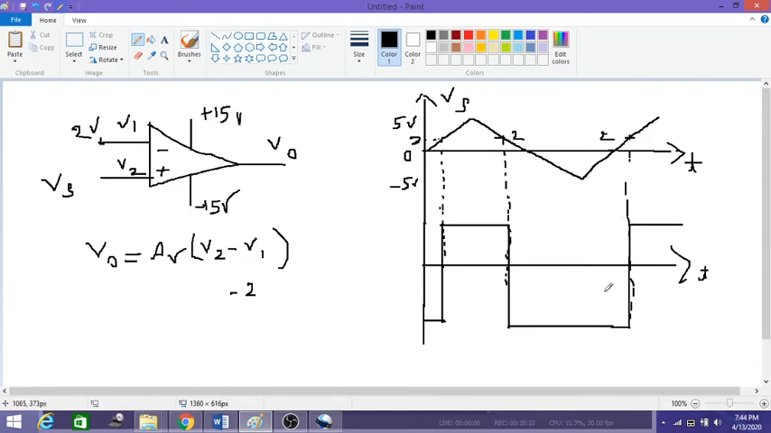So likewise we need not have the output as a square wave; it is correct, but we can change the duty cycle here. The duty cycle means the on time and the off time. We can vary this width.